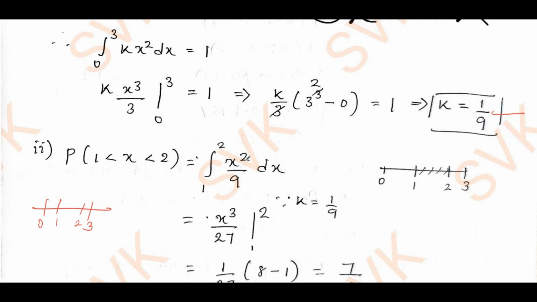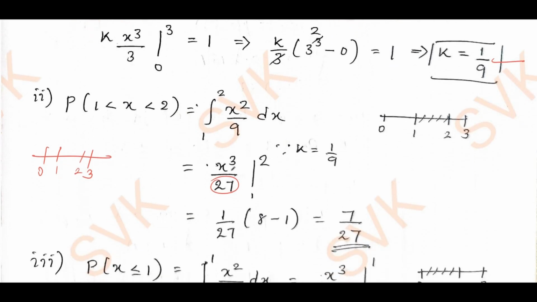Integrating this, the integral of x square is x cube by 3. 3 into 9 is 27, and substitute the limits 1 to 2. We are going to get 2 cube, which is 8, minus 1 cube, which is 1. 8 minus 1 will be 7. So 7 by 27 is the required answer for the probability of x lying between 1 and 2.